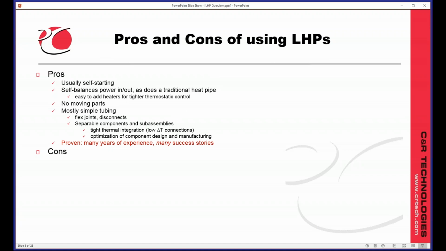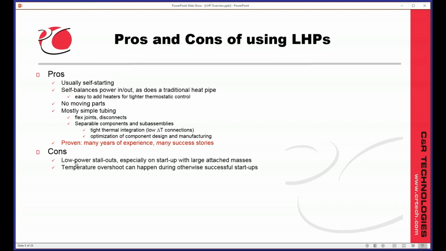The other pro of an LHP is this is definitely proven technology. This has been around for years, many success stories. Right now, above our heads, there are many LHPs up and working in satellites. The cons are that it's not quite as simple as some people think they are, that sometimes they stall out at low powers, and if you have a large attached mass, the thing you're cooling is heavy, which is almost always true. Then when you apply heat and this thing starts to dissipate, you inevitably go through a low power regime, and that's a little bit of a danger zone for an LHP.